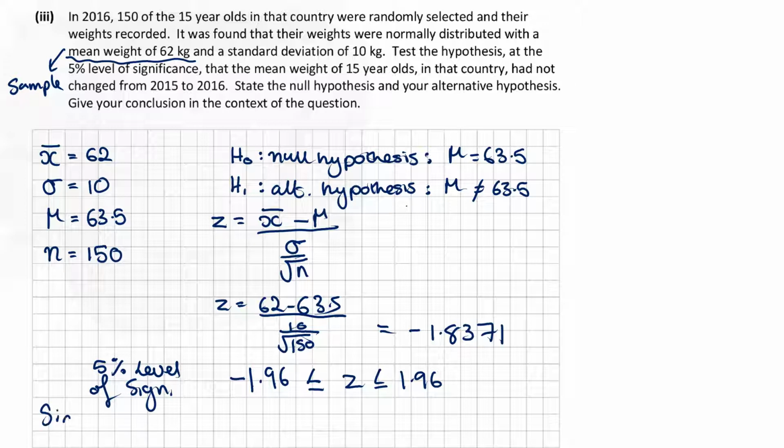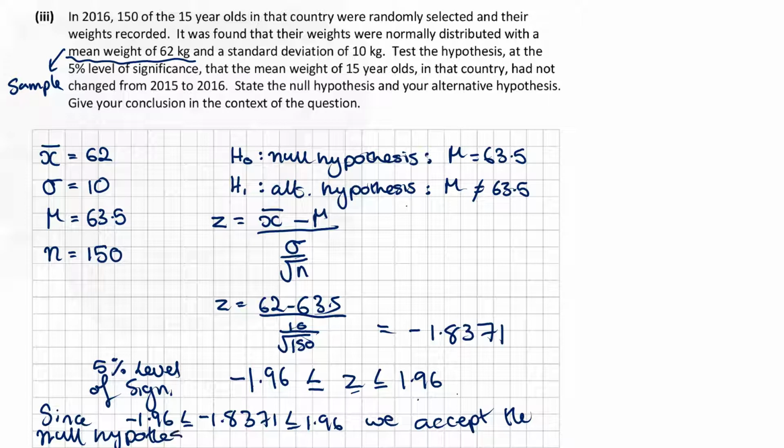So what we would say is, since minus 1.96 is less than or equal to minus 1.8371, which is less than or equal to 1.96, we accept the null hypothesis. Sorry, now it's getting to the bottom of the page. So we accept the null hypothesis. Basically we're saying mu is equal to 63.5, and that's fine, but from here we still need to come up and give our conclusion.